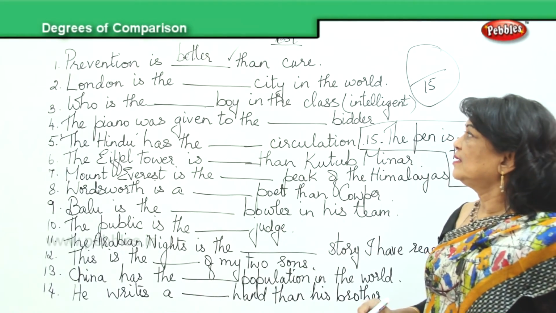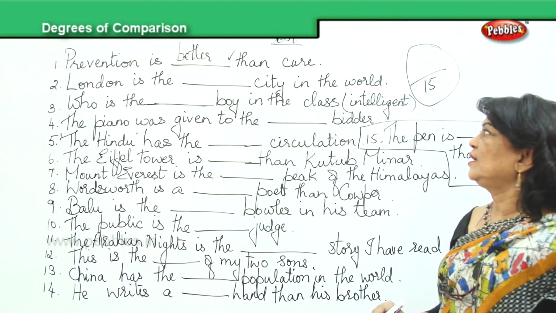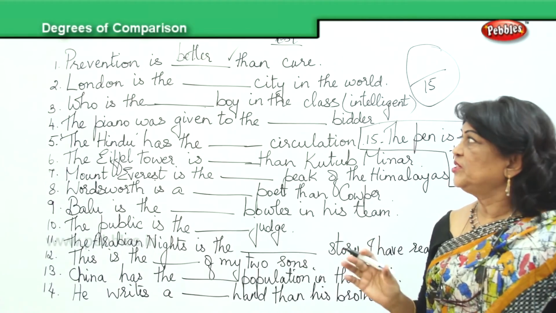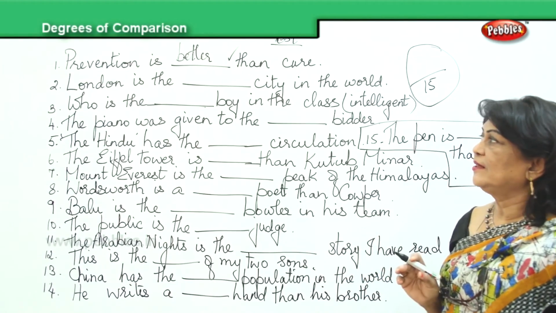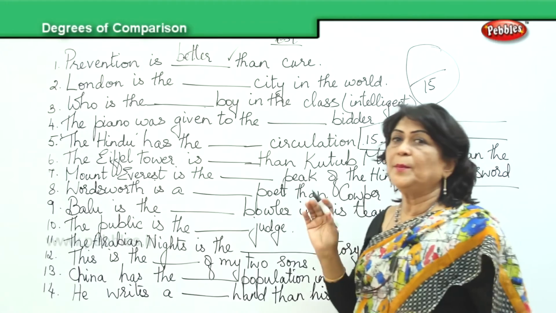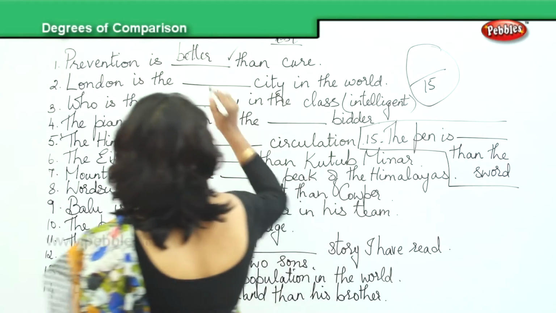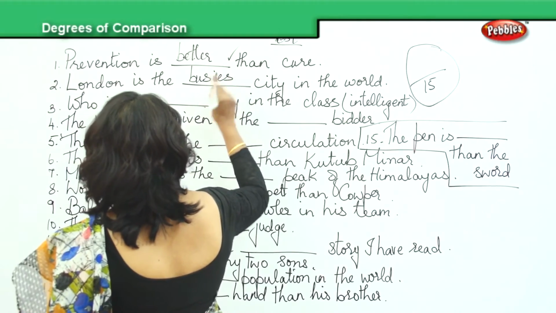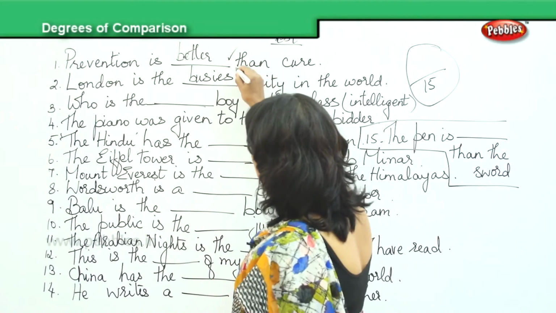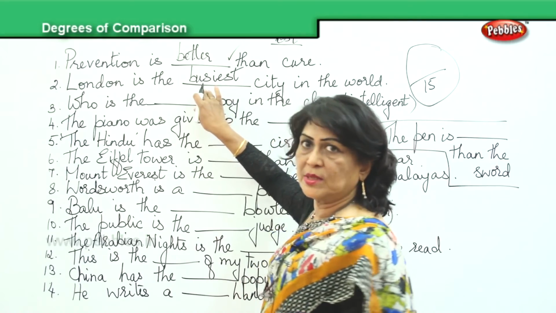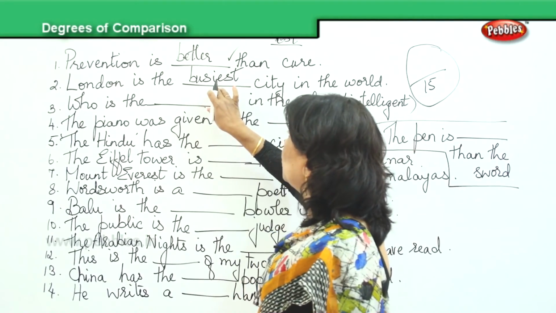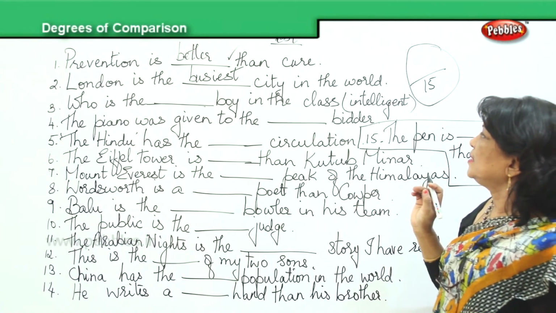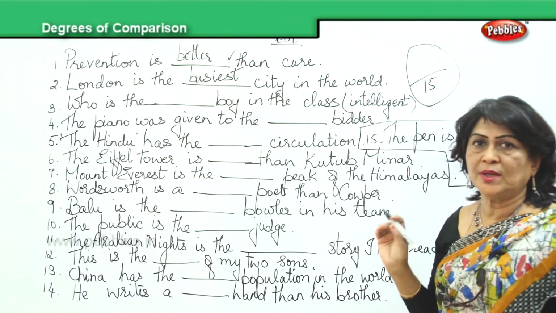Okay. London is a dash city in the world. London is always busy. So what will you write there? London is the busiest city in the world. Now, busy is the positive degree. You change Y into I and add EST. London is the busiest city in the world.